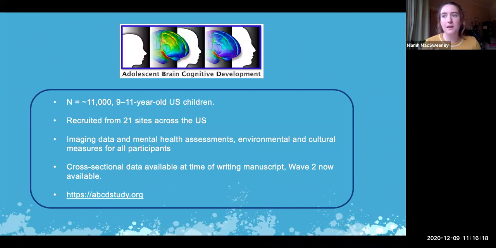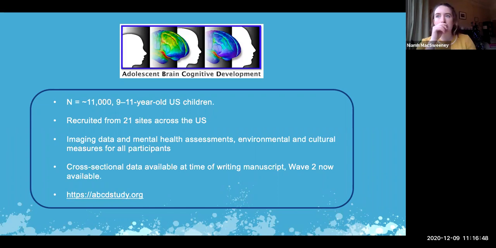And it's hoped that the findings that emerge from the study will really advance our understanding of how the adolescent brain develops. So this is a large-scale population-based study in the US. It started in 2016, and I think baseline recruitment was from 2016 to 2018. In the baseline recruitment, they recruited nearly 11,000 young people aged 9 to 11 across the US.